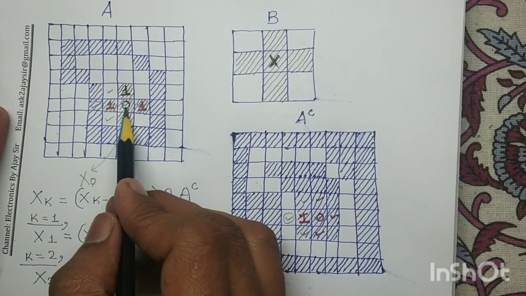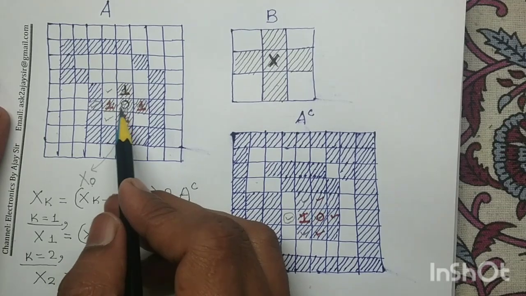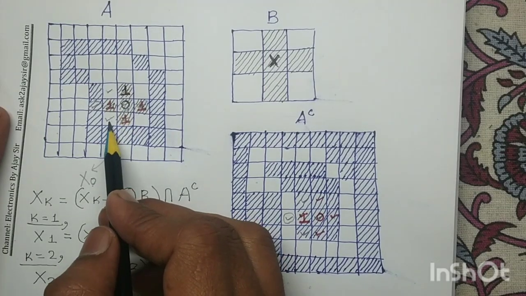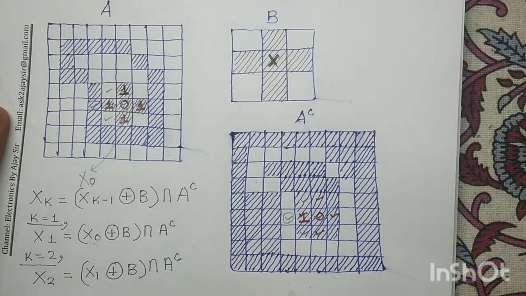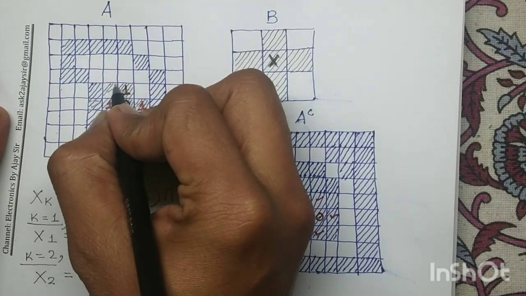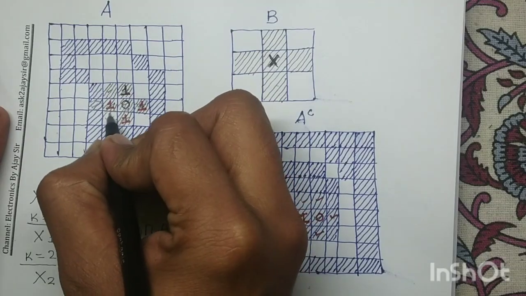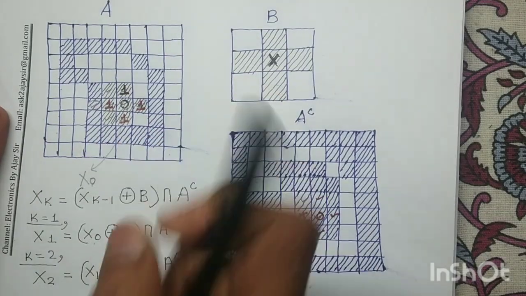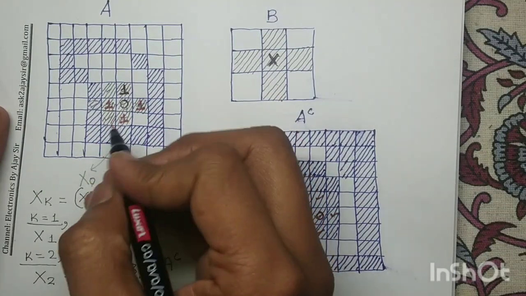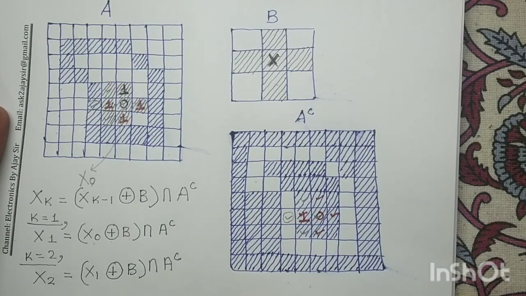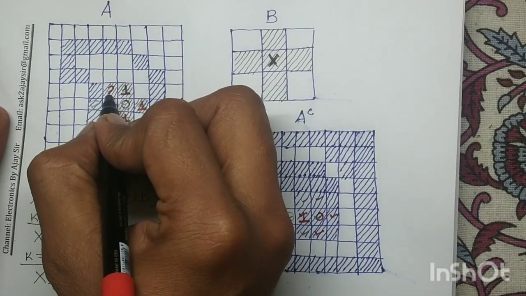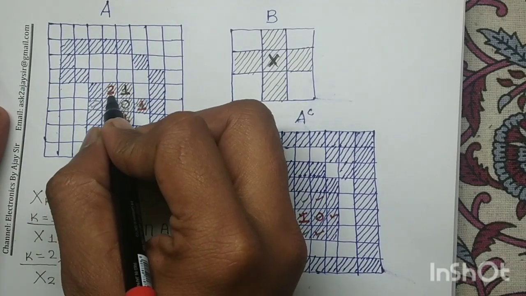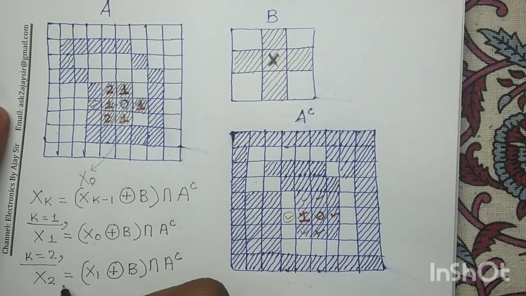Again, this pixel we have already considered as a point of the 0th iteration, so we will not mark it. We will mark these 2 pixels as the output of my second iteration. So let me mark these pixels also. Since these 2 are the output of my second iteration, I will write 2 and 2 here, and both of these pixels are part of my second iteration output, and both of these are x2 points.